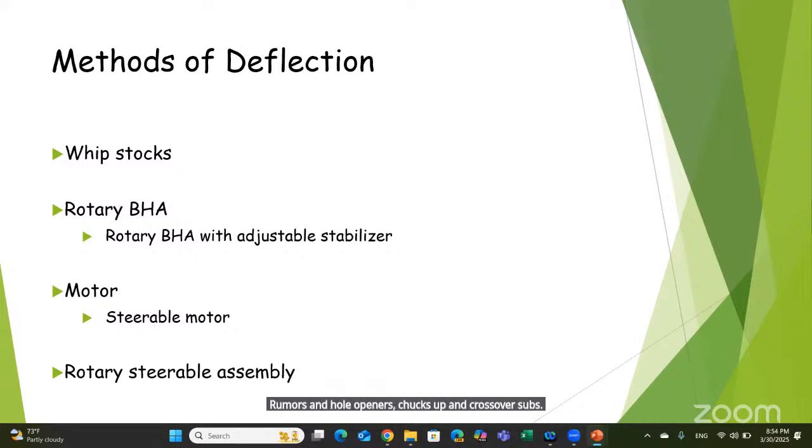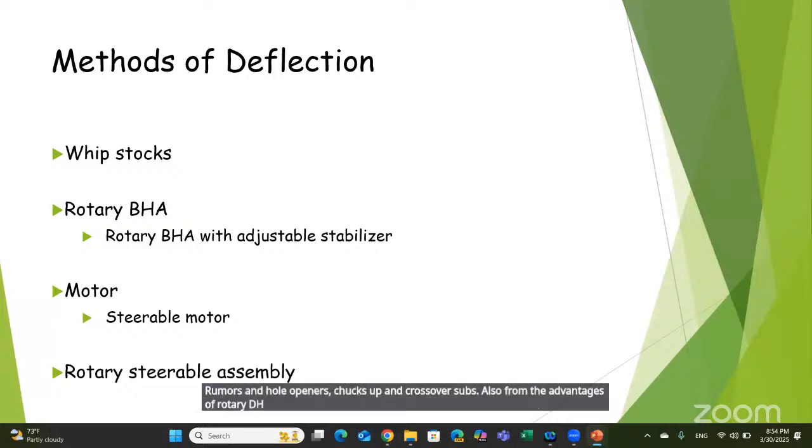Also, the advantages of the rotary BHA are efficient hole cleaning, durability in high torque environments, and faster penetration in vertical wells. Challenges of the rotary BHA are limited directional control, higher torque and drag in deviated wells, and it is not ideal for high angle drilling.